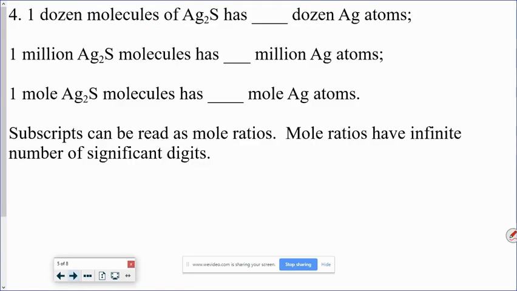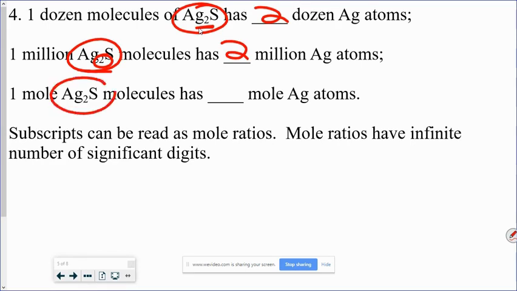In a dozen silver sulfide molecules, there's how many dozen silver atoms? Pause the video, see if you can do these next 3, and then replay the video. A dozen molecules of silver sulfide has a, see there's 2 there? So if I have a dozen of these, I have 2 dozen silvers. If I have 1,000,000 of these, I'm going to have 2 million silver atoms. If I have a mole of these, I'm going to have 2 moles of silver atoms.